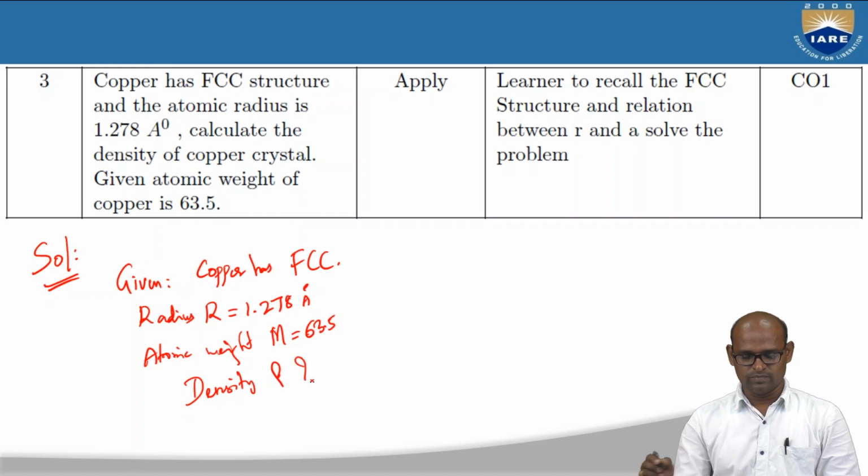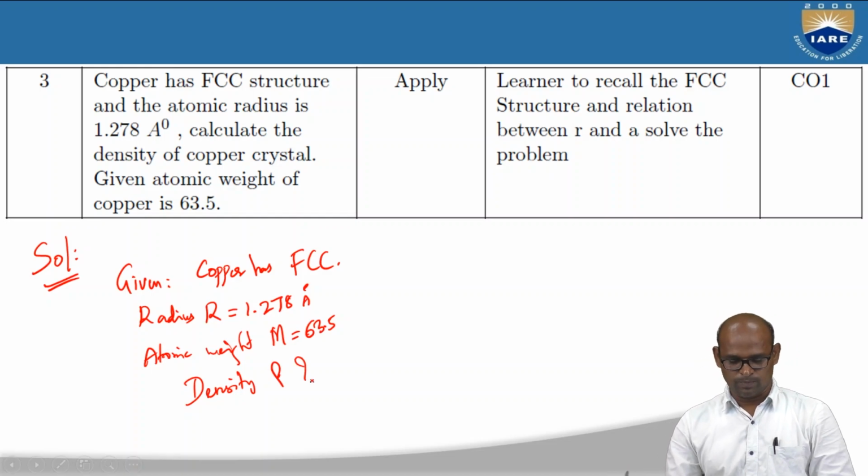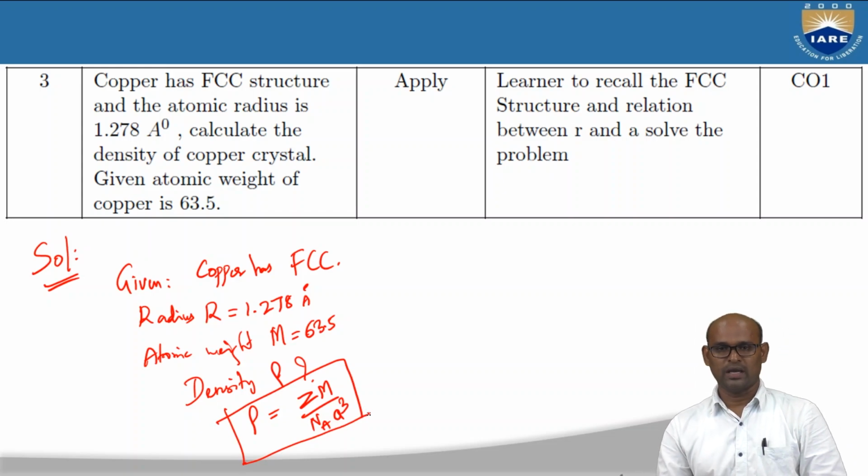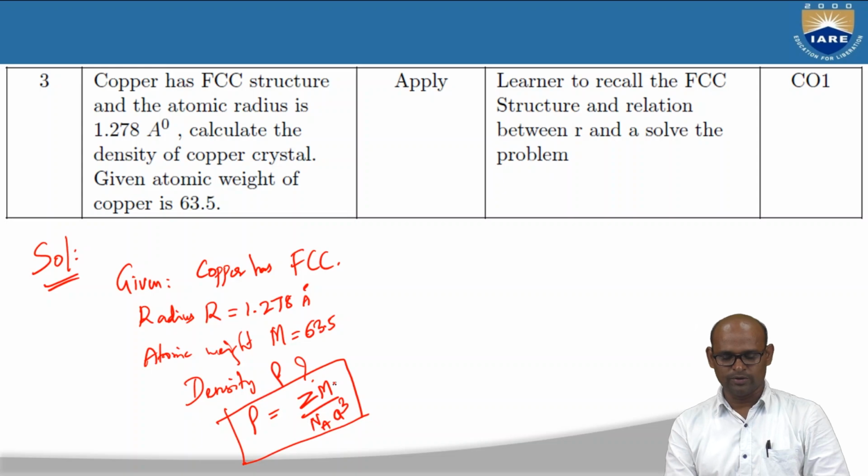What is the density of this copper which has FCC structure? So, we know the formula of density, right? The density formula is rho equals Z into M by Na into volume, which is a cube. So, this is the formula for density. Na is Avogadro number, Z is number of atoms per unit cell and M is molecular weight.